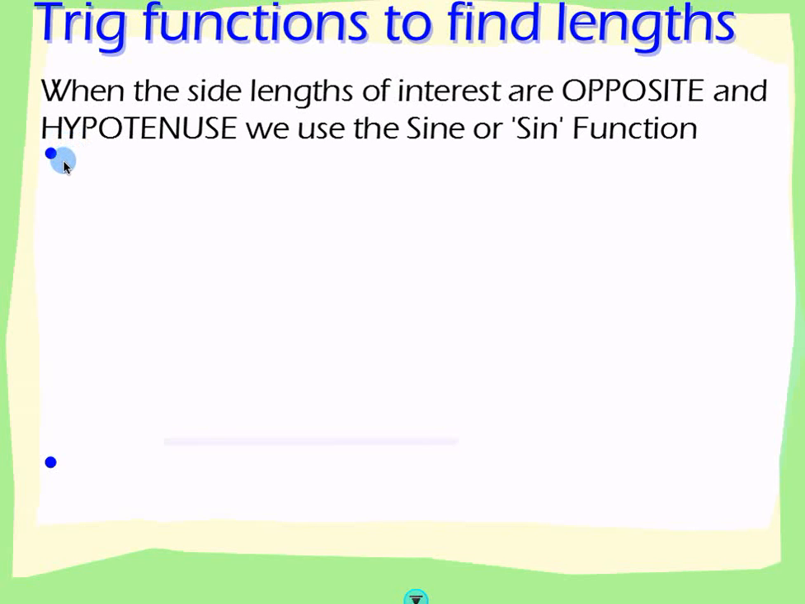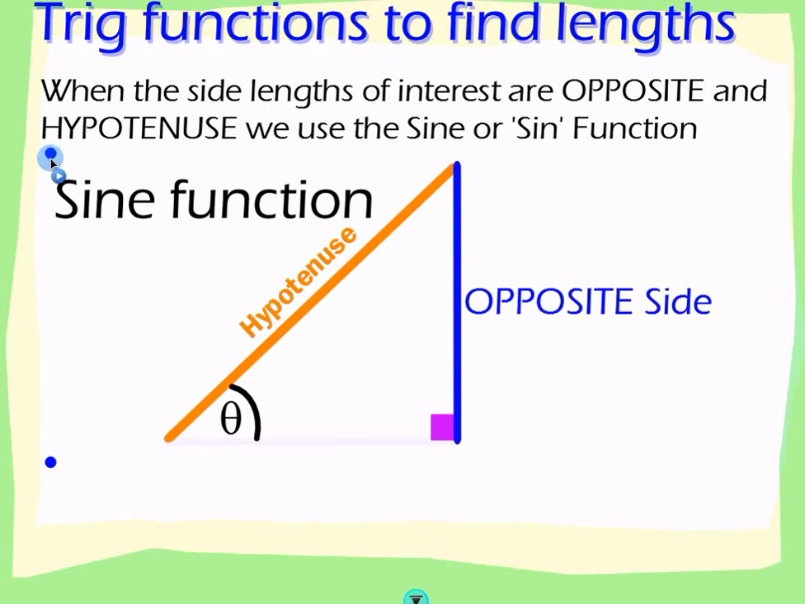When the side lengths in question, or of interest to us, are the opposite side and the hypotenuse, we use the sine function. So the sine of this angle, from SOH, is equal to the length of this side, the blue one, divided by the length of the hypotenuse.